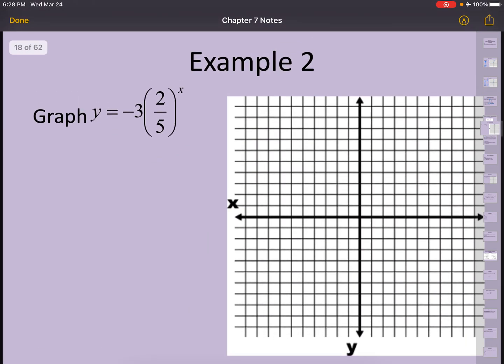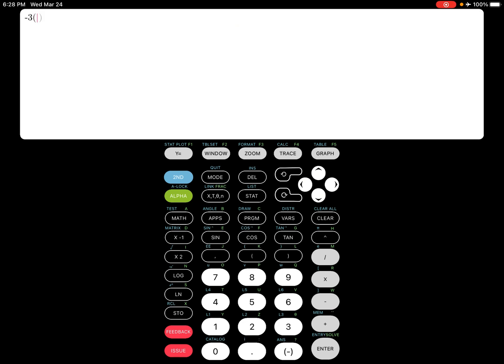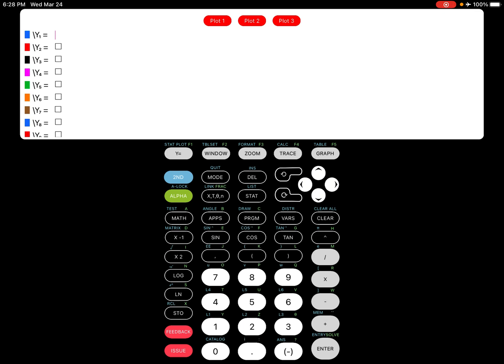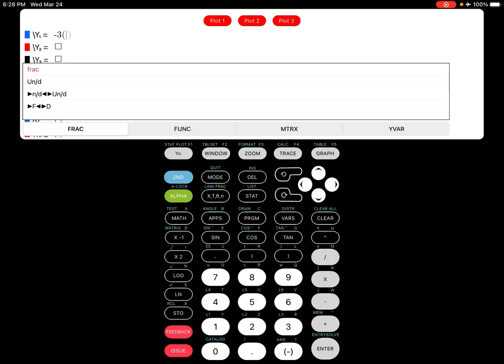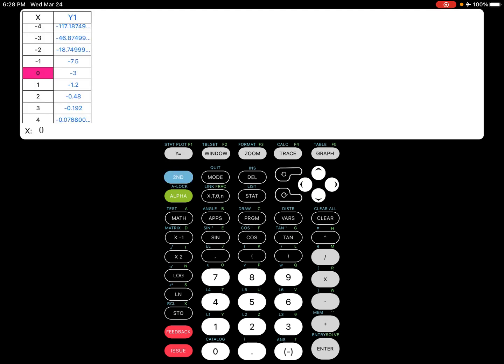In example 2, we're going to do the same thing. So -3 times 2/5 to the x. So back to y equals and clear that one out. So -3 times 2/5 to the x power. And that wasn't in y equals, so let me do it again. So -3 alpha y equals 2/5 raised to x, and second graph it to pull up the table.